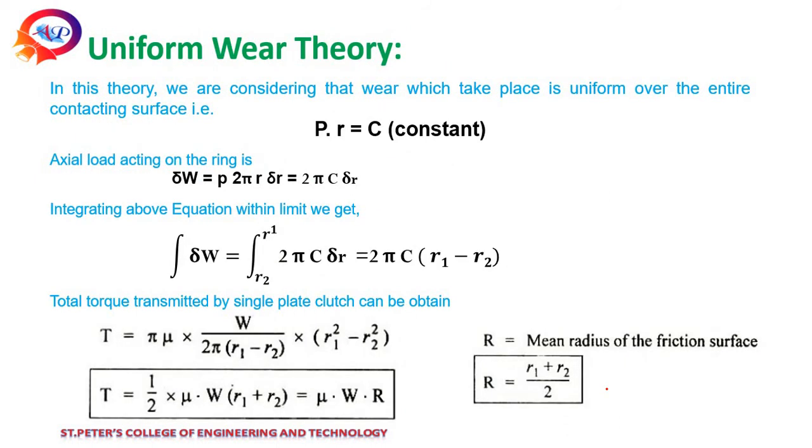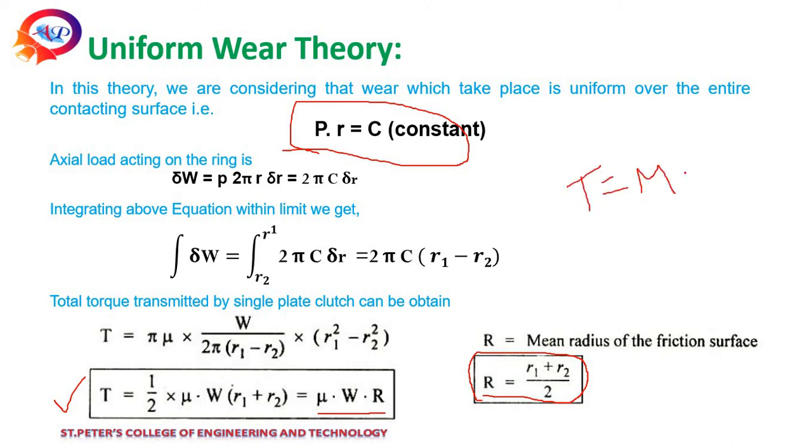Similarly, in case of uniform wear theory, we can take P into R as constant. So finally you will get the torque as mu into W into R, where R is nothing but the mean radius, that is R equal to R1 plus R2 by 2. Based on these two theories, torque is mu into W into R, same as before, but here R is the mean radius.